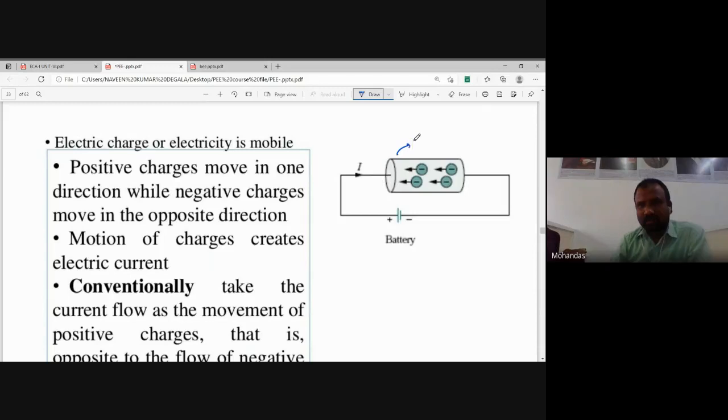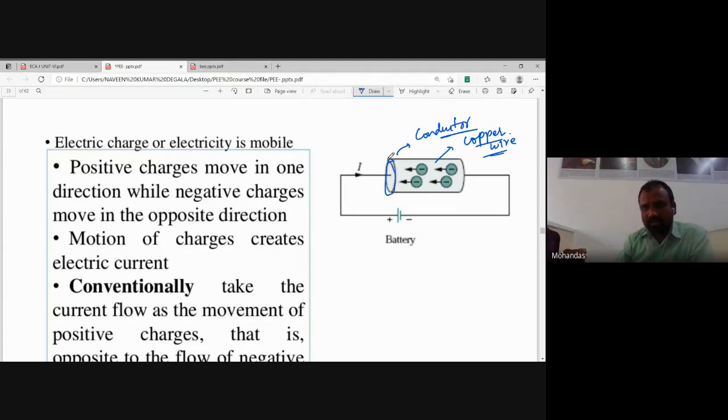Now let us take a particular conductor. Let us take this is a copper wire. As it is a good conductor, there are so many electrons present in a copper conductor, about 10 to the power of 28 electrons per unit volume. Imagine it in three dimensions: a copper conductor, a copper wire. If you see an electrical wire and remove the insulation, you can see the copper material inside.